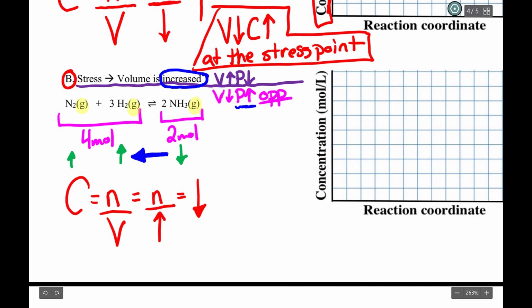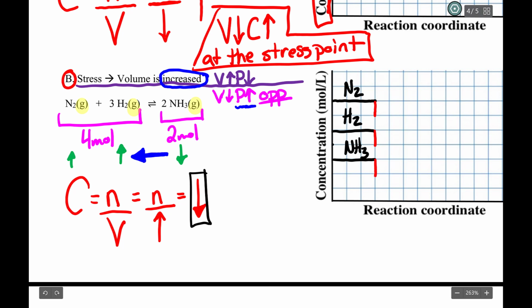So let's write this in on the graph. Again, completely arbitrary here. I'm just going to make 3 lines. We'll call the first one N2. The second one H2, and the last one NH3. This is not to scale in any way. At the stress point, all of my arrows need to go down, or all of my lines need to go down. So down, down, down.